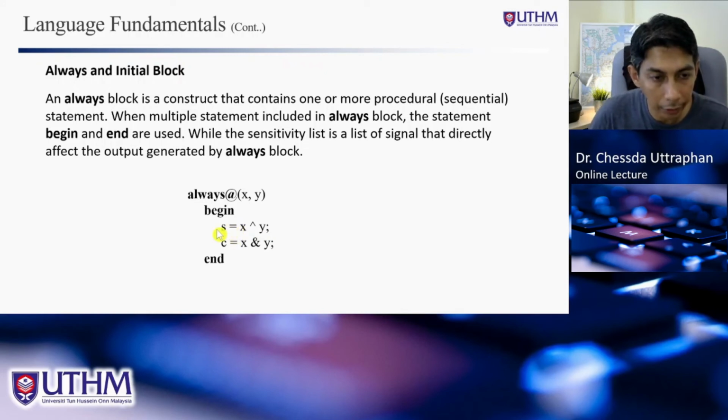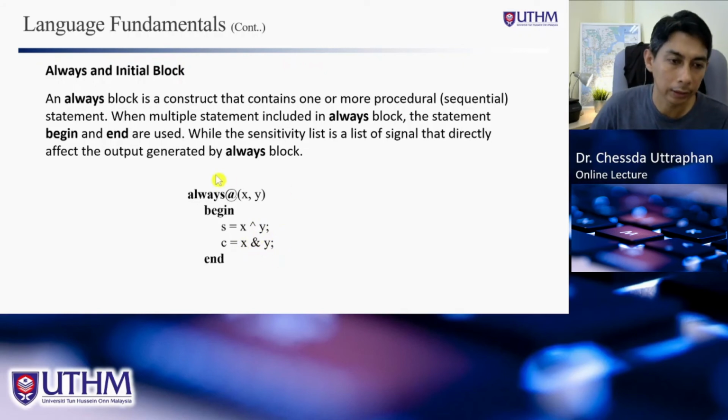All right. For example, we have two statements here. If you have two statements, it means that the block will start here and end here. So the block needs to start with begin and end with end. And this is the first statement where s equal to x or y, and c is equal to x and y. Right. So we can describe our circuit using this.